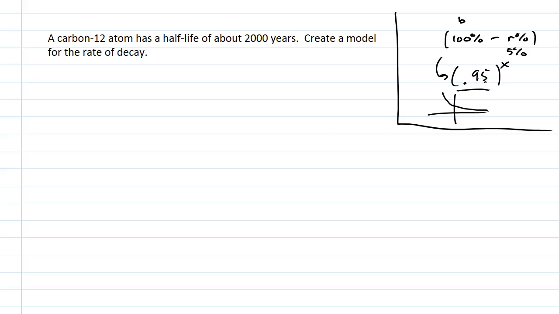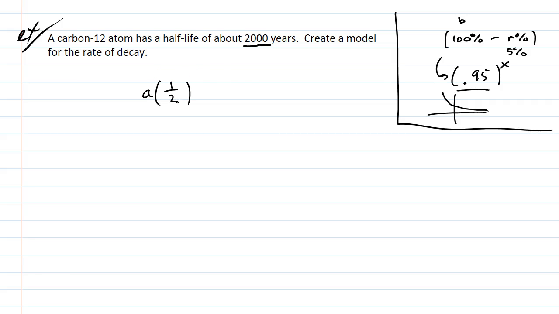Now, a very common example is half-lives of isotopes. This is not completely accurate, but it's around the ballpark. The carbon-12 atom has a half-life of about 2,000 years, so let's create a model for the rate of decay. That means it's going to halve every 2,000 years. So we're going to still have a starting amount, A, which they didn't give us in this example, so we'll just leave it as A right now. And we will be halving every period because it's a half-life.